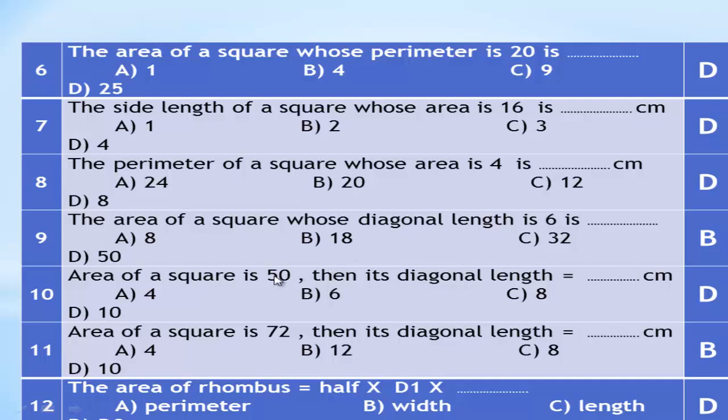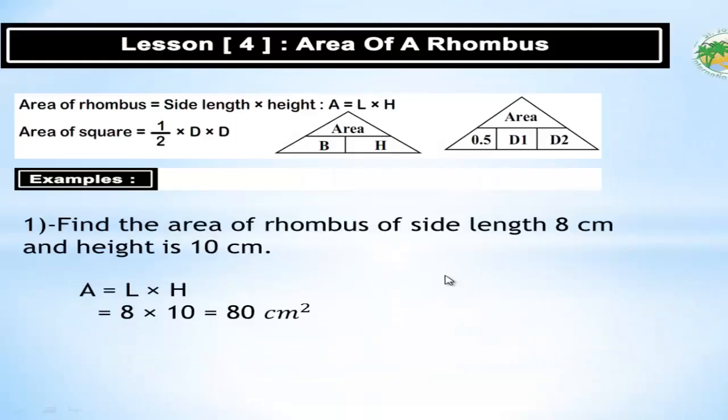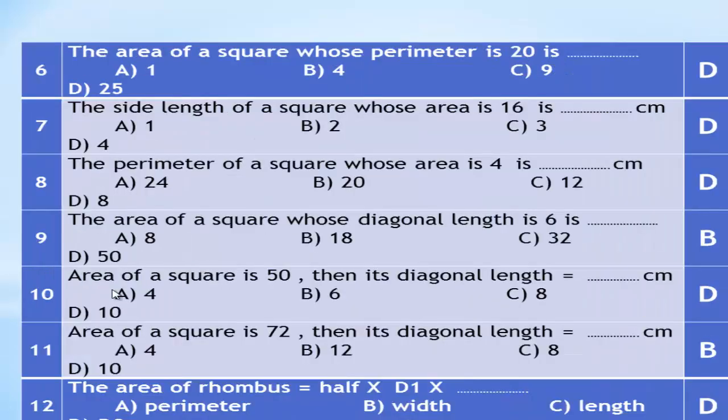$50 over half time. Okay, look at this rule together. If the area is 50 over half, then each diagonal is what? 10. Why? Because here is number 10.